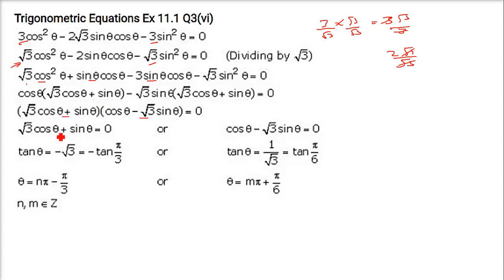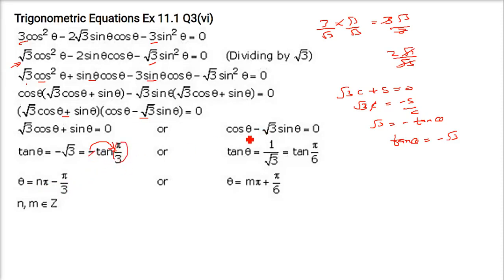So from here what do you get? See, this √3 cosθ + sinθ, I'll just tell you how this has come. √3 cosθ + sinθ = 0. So now √3 cosθ = −sinθ. Now take cos here, so this will be √3 = −tanθ, or tanθ will be equal to −√3. So this is what you have got. tanθ = −√3. In place of √3 you can write this as tan 60 degrees, so tan π/3, and the minus you can take inside because −tanθ is tan(−θ). So you get θ = nπ − π/3, because this is −π/3.